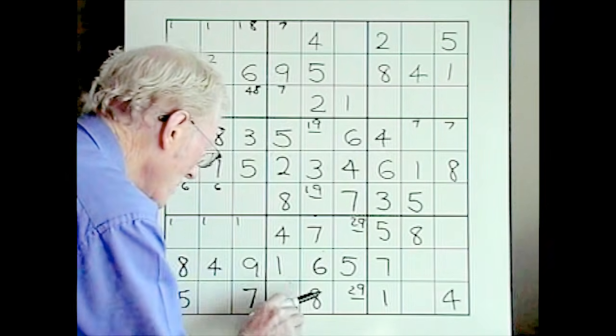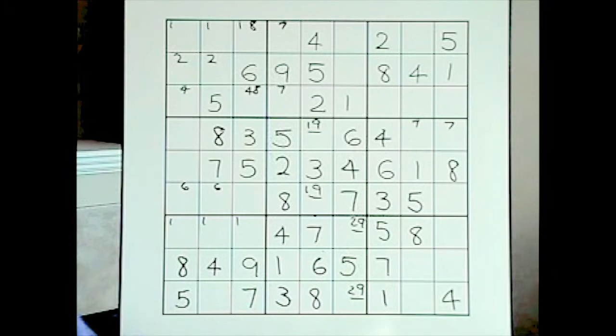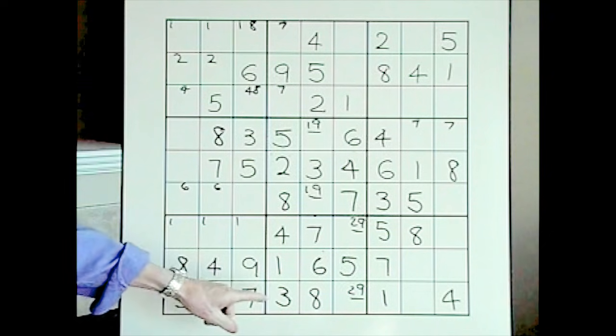Now that's a very important little technique to watch for. If you have a matching pair in a row, column, or block, and there's just 2 cells left, that's what you can do. Now, what does that mean? It means that, let's take the 3.